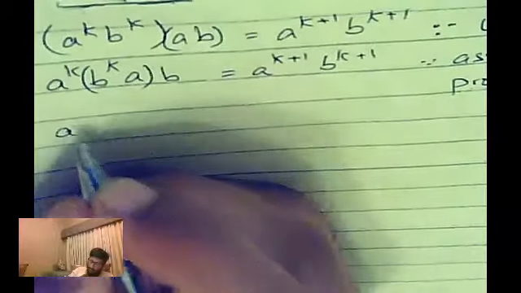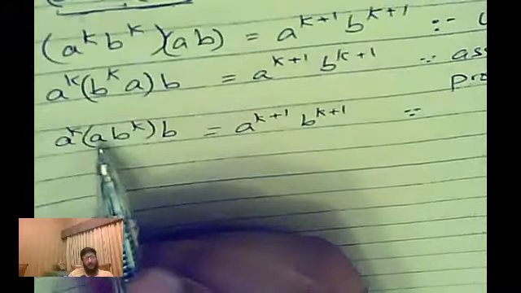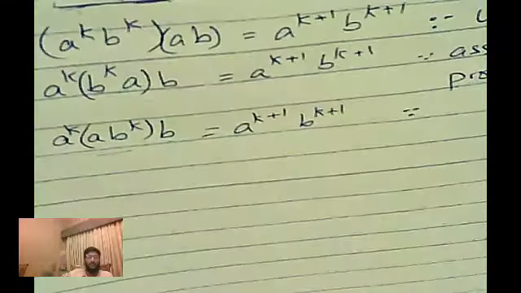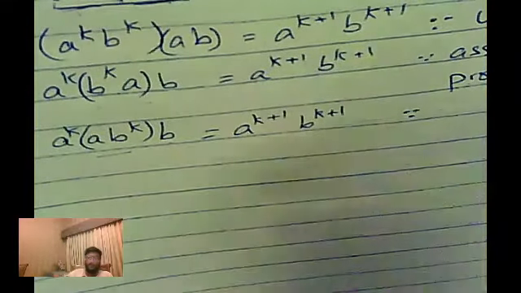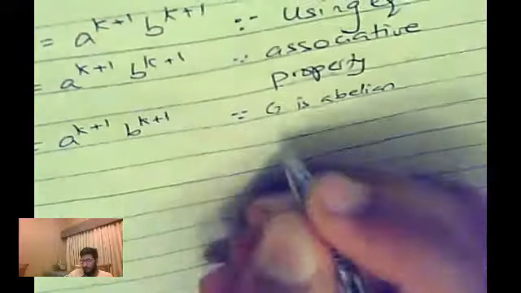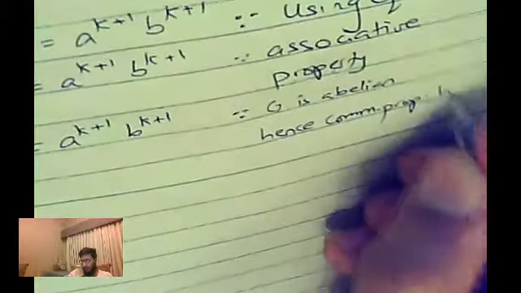Why can we use associative property? Since G is a group. This implies A^k, A, B^k, B equals right hand side. What did I do? I just shifted this around. Can I do that? Yes. Given statement was G is an abelian group, because G is abelian, hence commutative property holds.